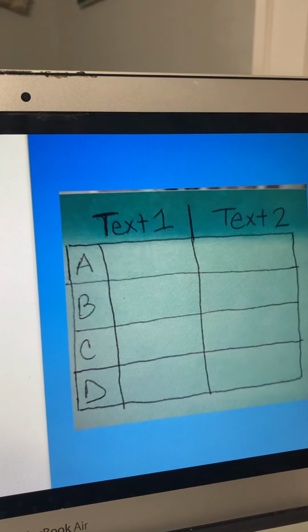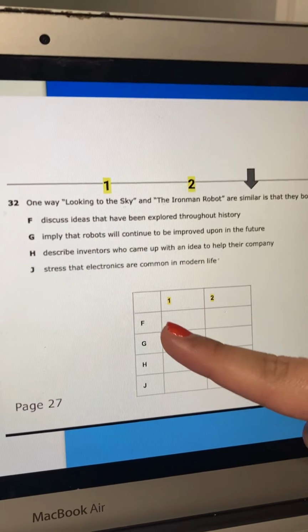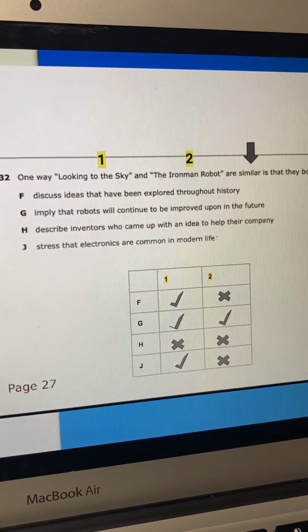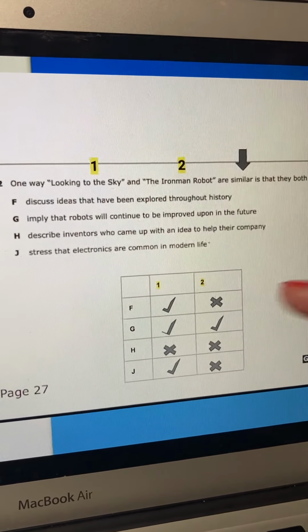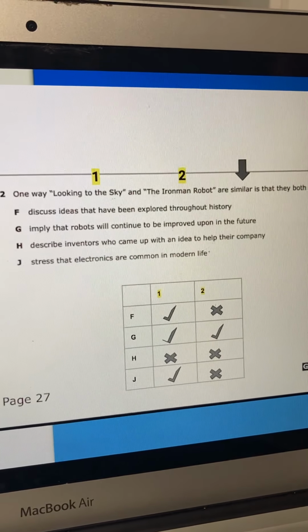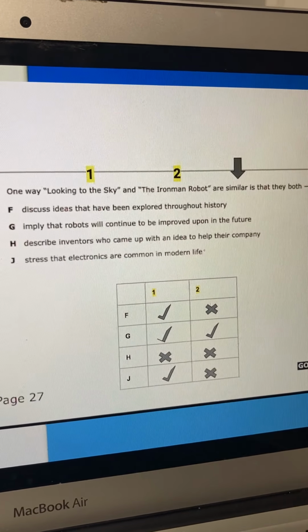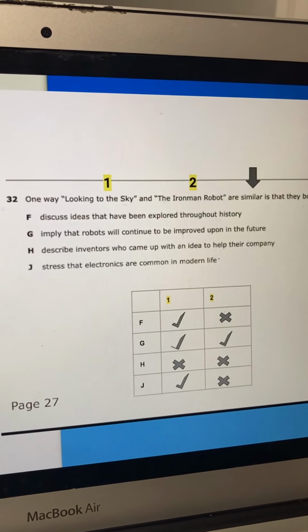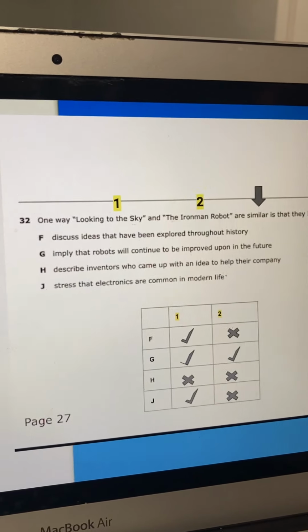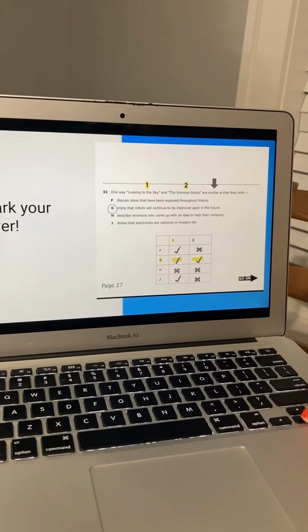So we're gonna make the same chart as last time, keeping the same organization of 1 and 2, except this time it's F, G, H, and J. Discuss ideas that have been explored through history. That's yes and no. Imply that robots will continue to be improved upon in the future. Yes and yes, but we always double check. Describe inventors who came up with an idea to help their company. No and no. And stress that electronics are common in modern life. Yes and no. So we're gonna mark our answer choice of G.